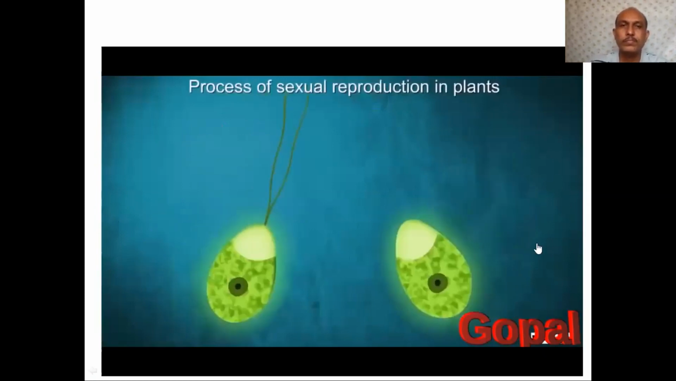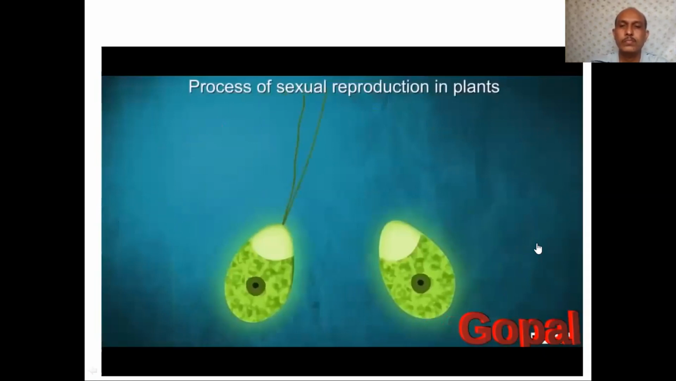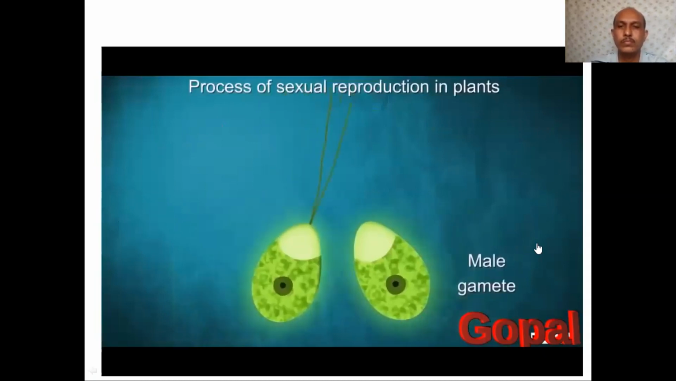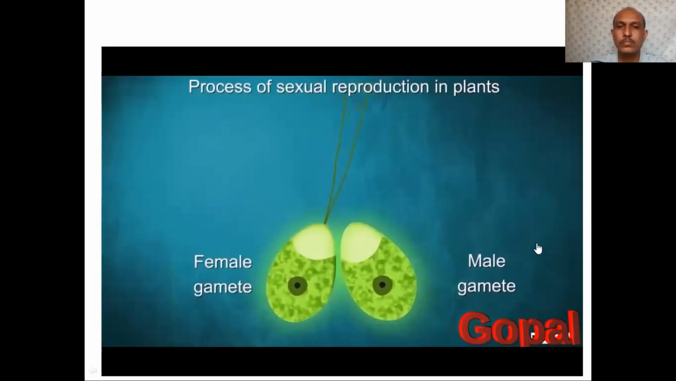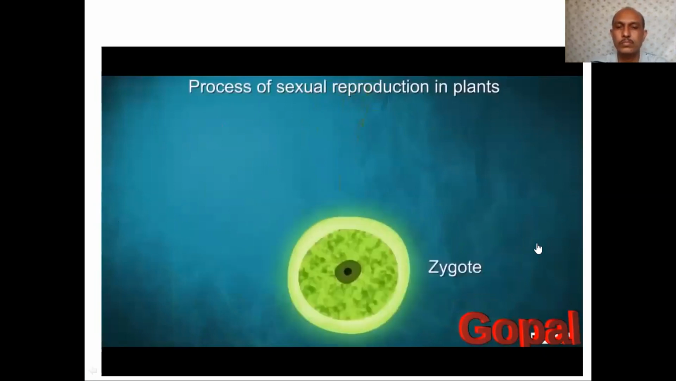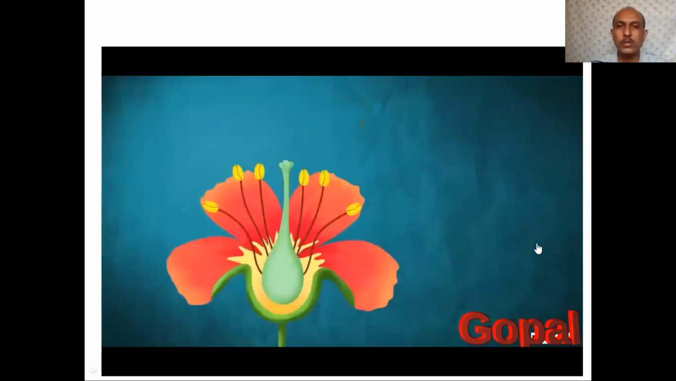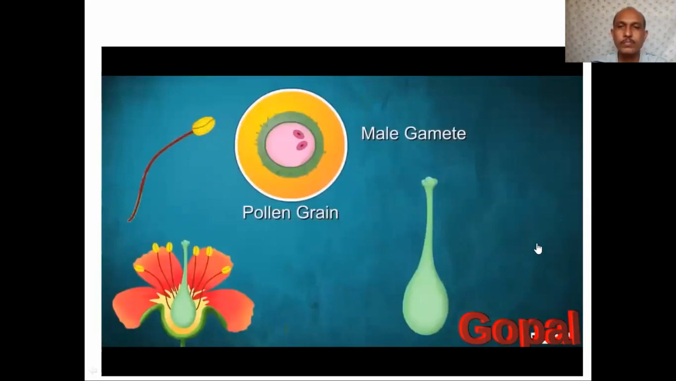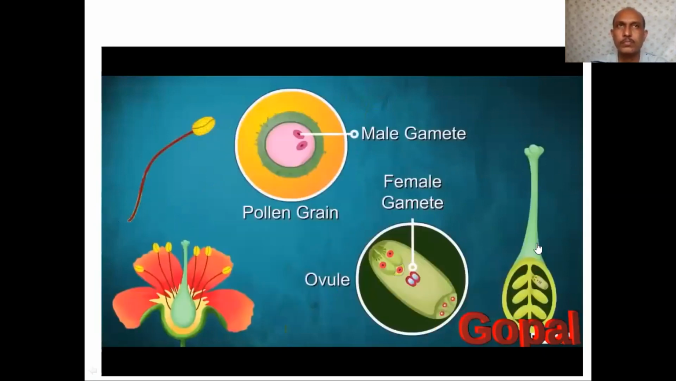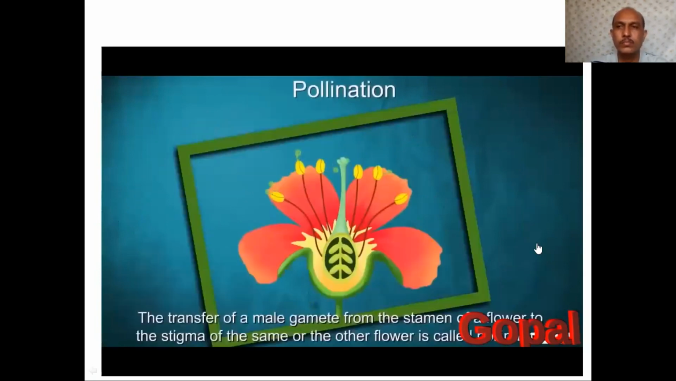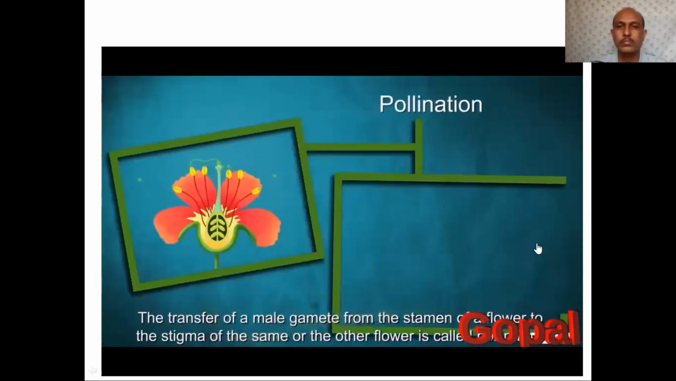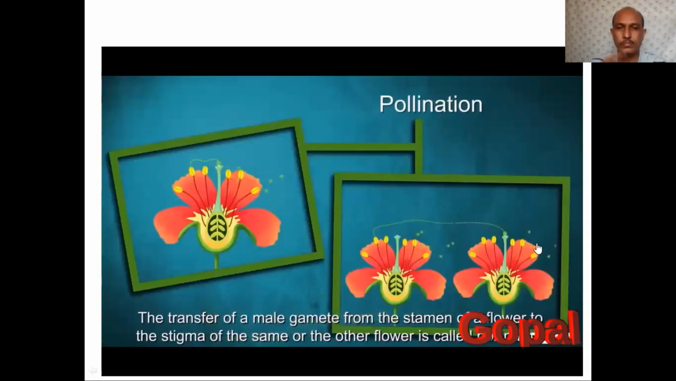For sexual reproduction to take place, a male gamete is to be fused with the female gamete, thereby forming a zygote. So this is the result of sexual reproduction. Now for that, the male gametes have to reach the female gametes. For this, first a pollen grain carrying the male gametes is transferred from the stamen of a flower to the stigma of the same or the other flower. Such transfer of pollen grains is known as pollination.